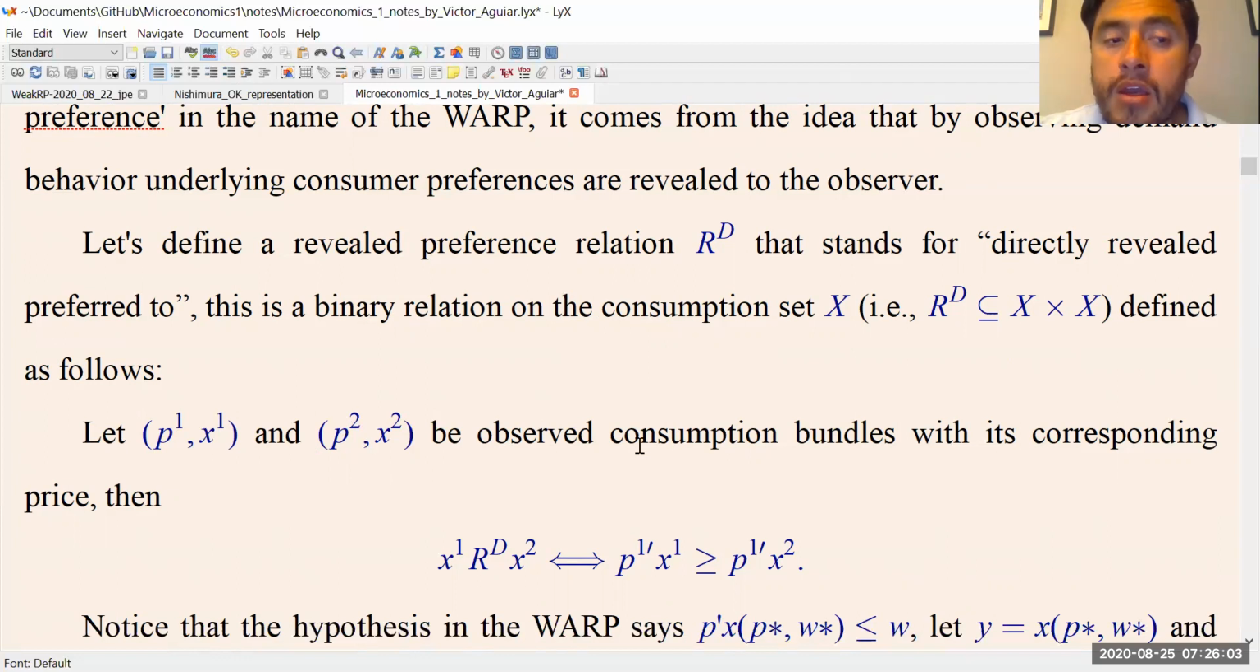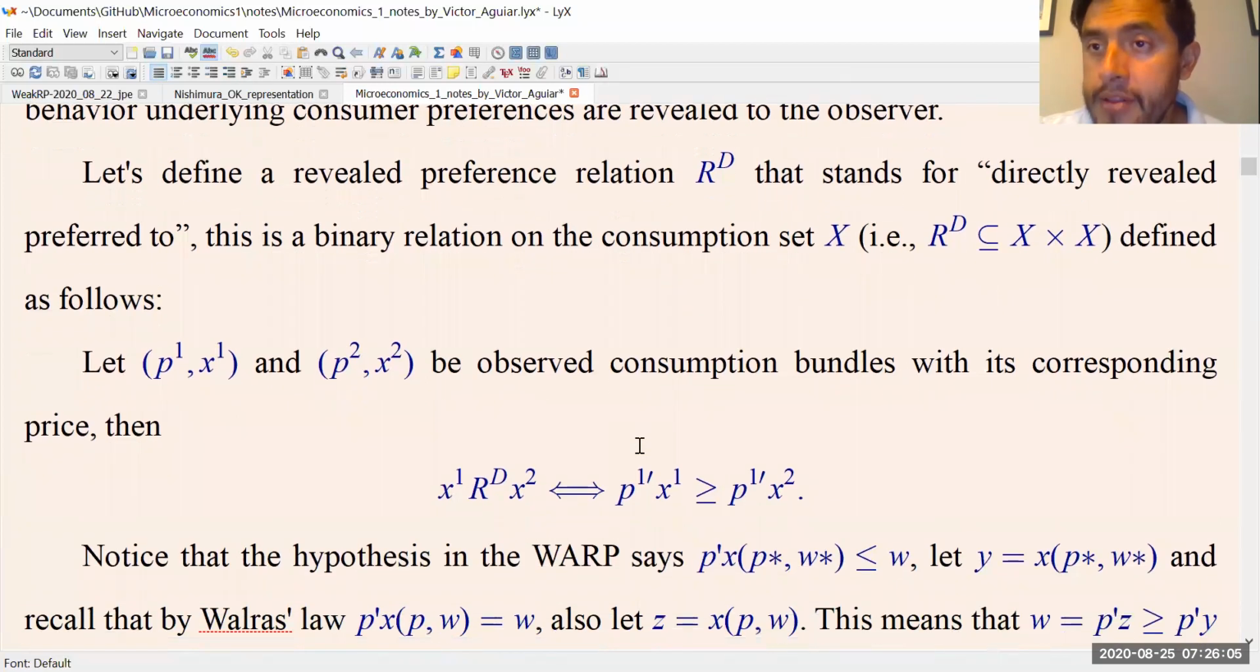Now, I declare the binary relation: x1 is directly revealed preferred to x2 whenever the original price times the original bundle is greater than or equal to the original price multiplied by the second bundle.